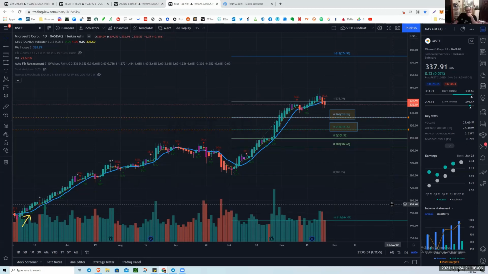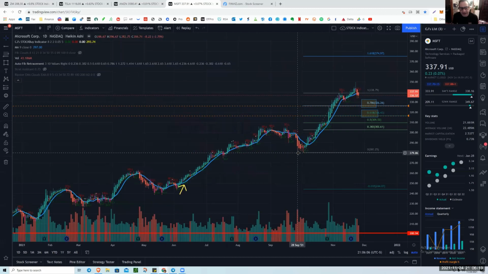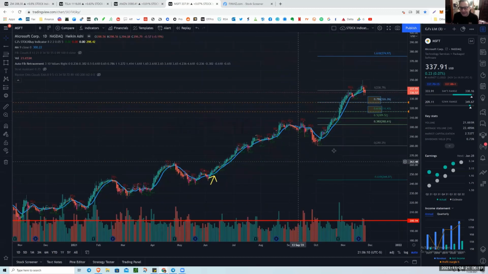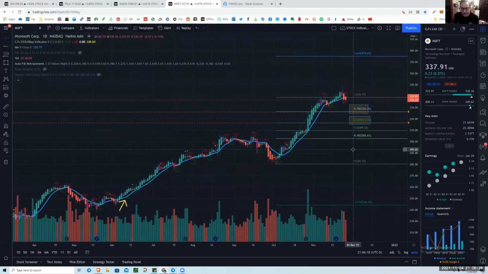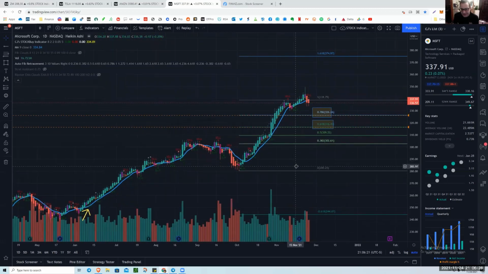Right. What are your thoughts? I don't think it'll go all the way down. If I look at this, I'm going to probably look at around 310, like that line, whatever that is. Right there? Yeah, the 0.5. That's a pretty solid support there. But the question is, is it going to drop 10% to get there?